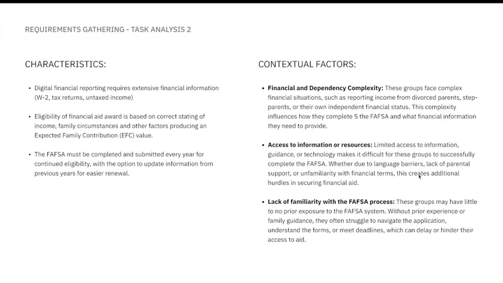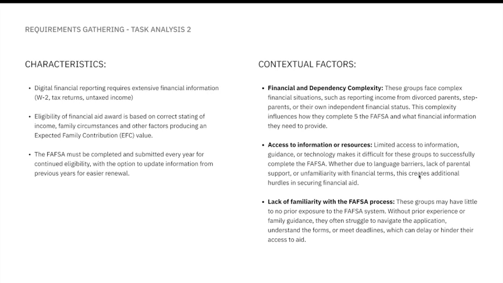So some characteristics that we noticed are that digital financial reporting requires extensive financial information, and eligibility of financial aid is based on correct stating of income, family circumstances, and their EFC value. And the FAFSA must be completed and submitted every year for continued eligibility. Some contextual factors that we noticed are the financial independency complexity. Students often face challenges like reporting income with divorced or step parents or managing their independent finances. They also experience limited access to information and resources.